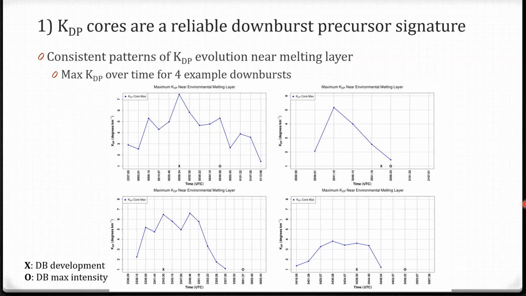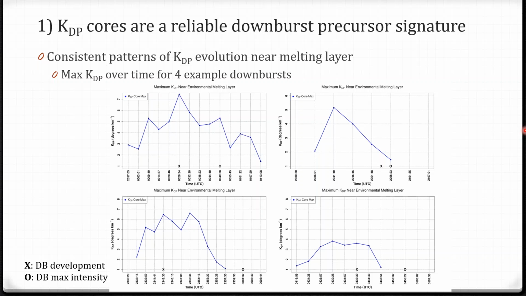So why do we say it's a reliable precursor signature? Not only did we see it with every downburst, but there were consistent patterns of KDP evolution near the melting layer prior to many of our downbursts. So this blue line is just showing the evolution of the max KDP over time. The little X here is just showing when the downburst began, and the little O is showing the downburst max intensity time. So this is just a snapshot of 4 different downbursts, and we see this nice pattern of increasing KDP prior to the downburst development, and then it decreases with time as you approach the downburst max intensity.